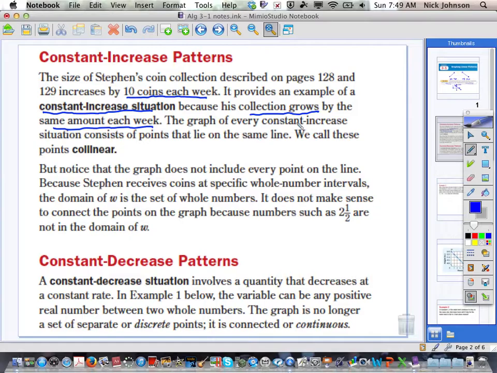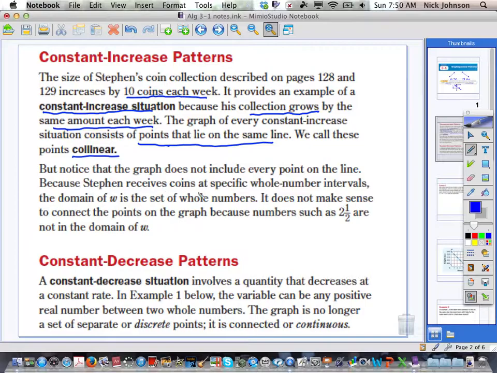The graph of every constant increase situation consists of points that lie on the same line. Points that lie on the same line we call collinear. You need to write that down. Points that lie on the same line are collinear. They will also have the same slope. But notice the graph does not include every point on the line.